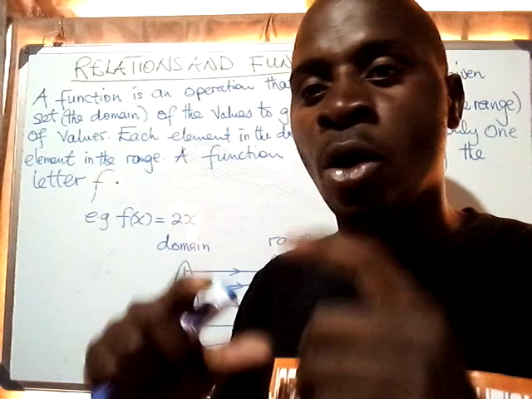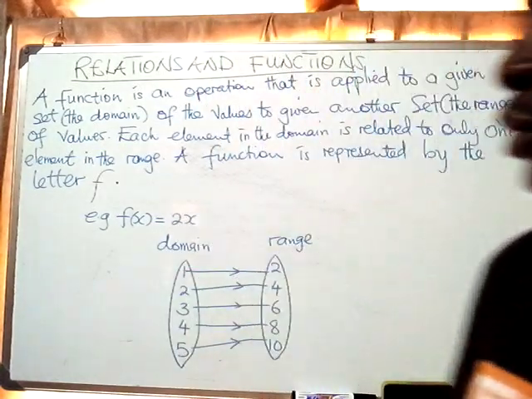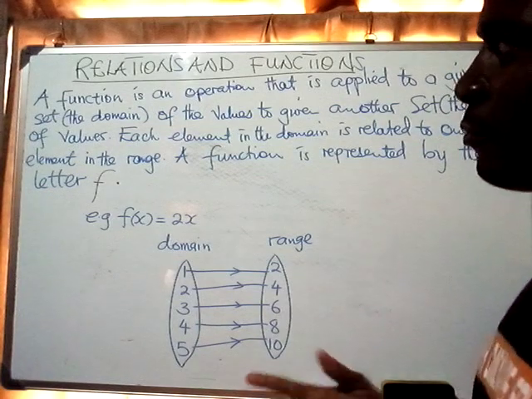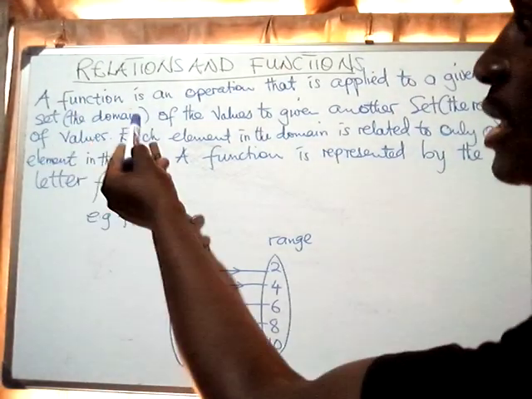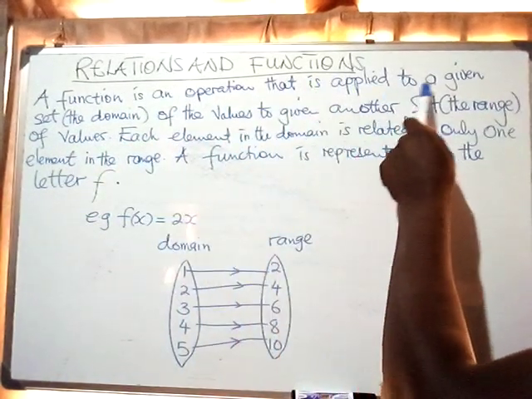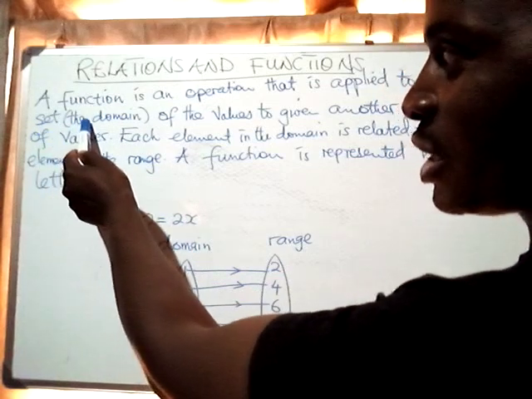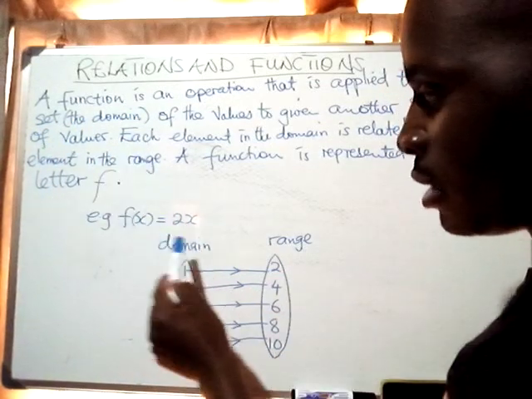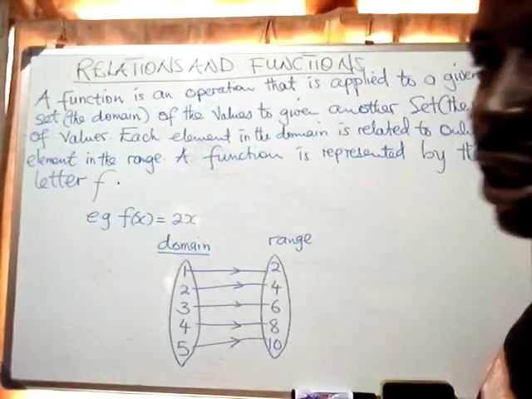Relation can also mean relationship between two or more things or two or more people. So let us now define function. We are told a function is an operation that is applied to a given set. That given set is known as the domain. And this is the domain we have here.